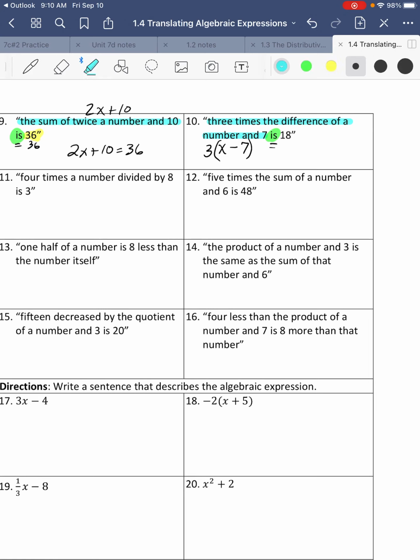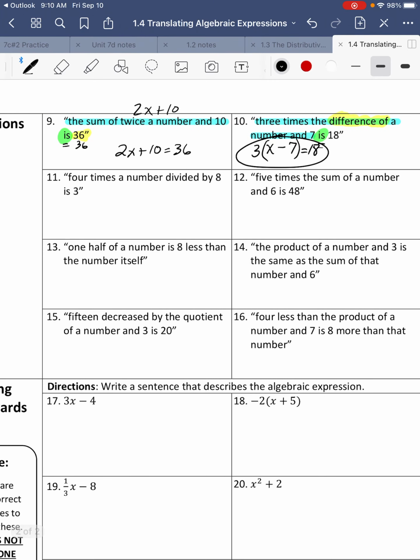And the key word there that I was looking at, and I didn't really talk about it, is the difference of. So when you see that of, you got to put the parentheses around the number and 7. So we do number and 7 equals 18. 4 times a number divided by 8 is 3, is. So that's your equals. 4 times a number divided by 8 is 3.